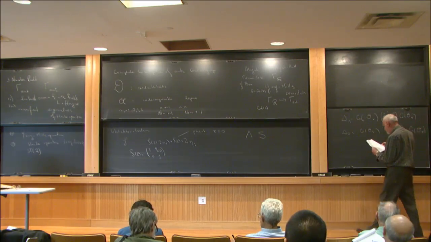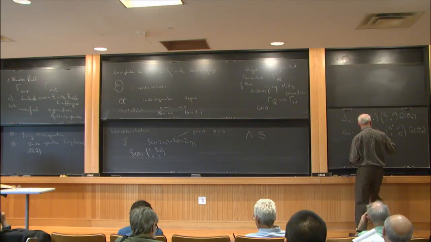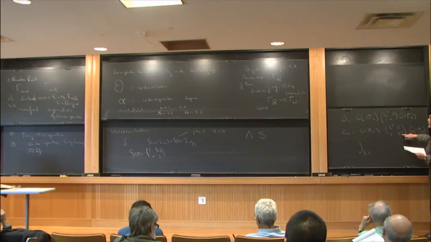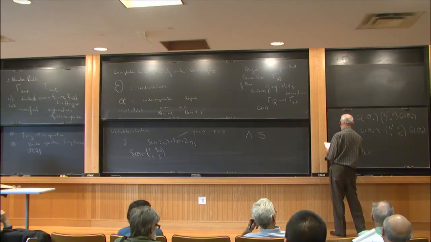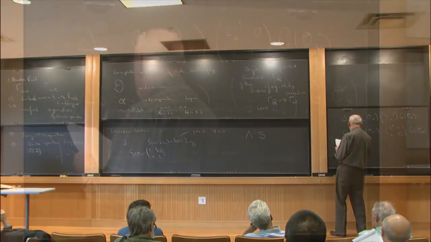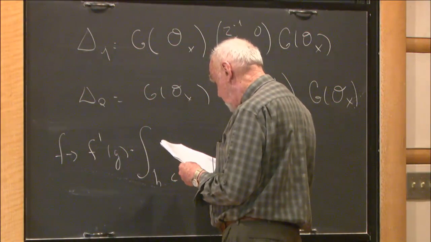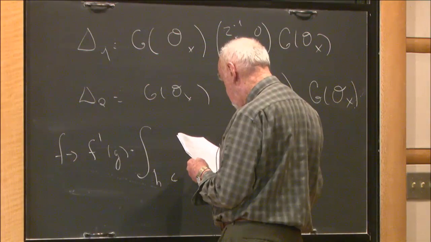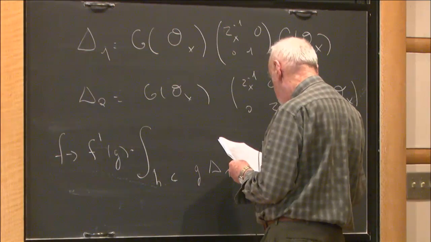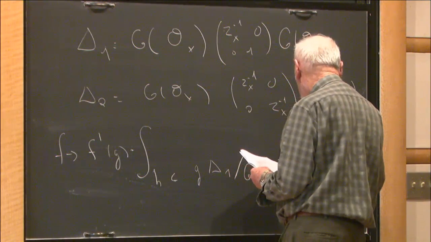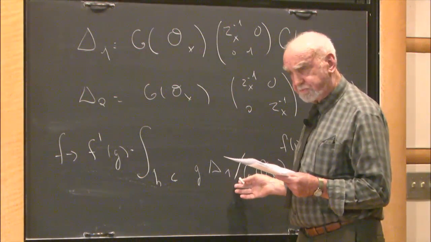So I want to stress here, you can guess what the Hecke operator associated to this is. The Hecke operator associated with this takes f to f prime, where f prime of g is equal to the integral over h of g delta 1, I guess, f of h dh. So that is the Hecke operator.